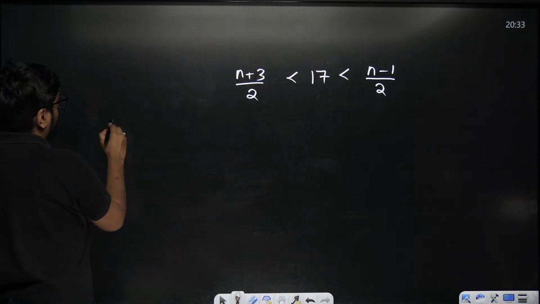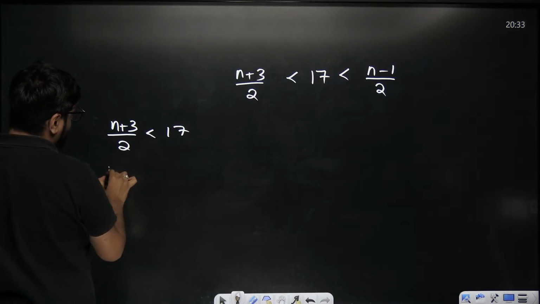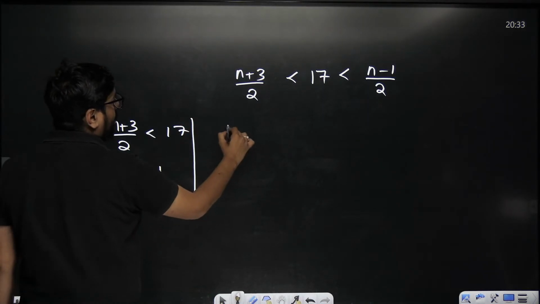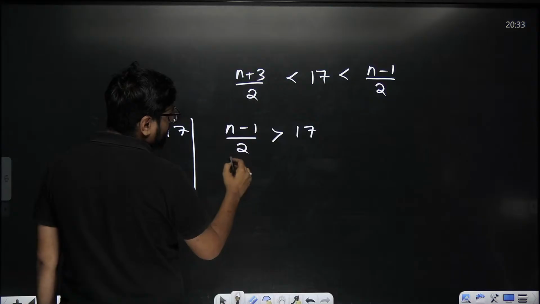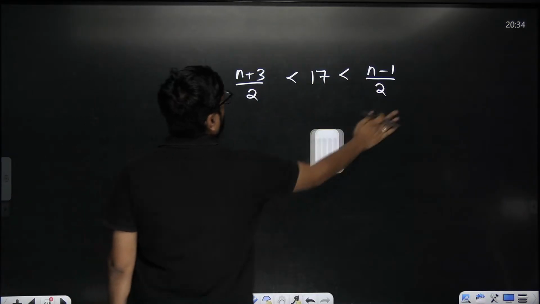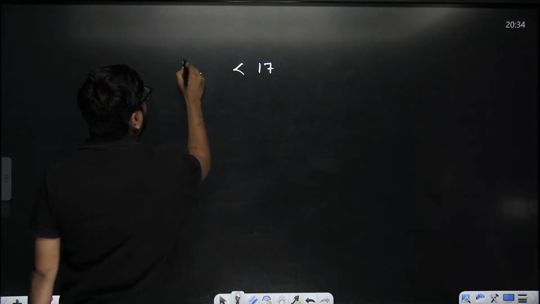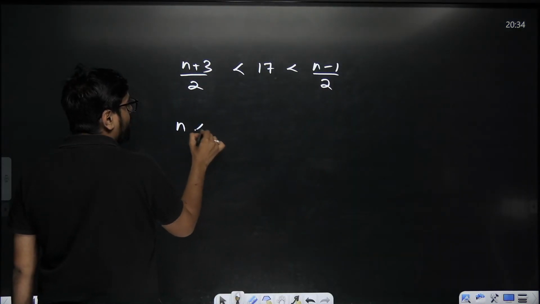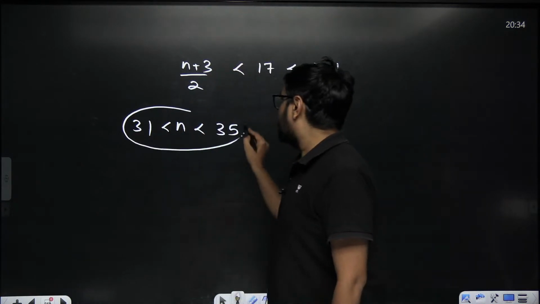I want (n+3)/2 to be less than 17. So n will be 34 minus 3, that means n should be less than 31. Correct only we are doing, no? And (n-1)/2 should be greater than 17. So now this gives me 34 plus 1, 35. N should be greater than 35. We did it the opposite way. 17 should be greater than (n+3)/2 and less than (n-1)/2. So I'll get n between 35 and 31.